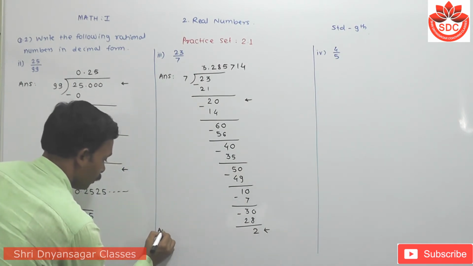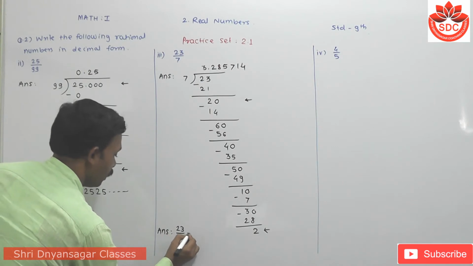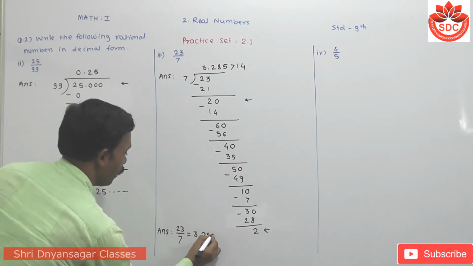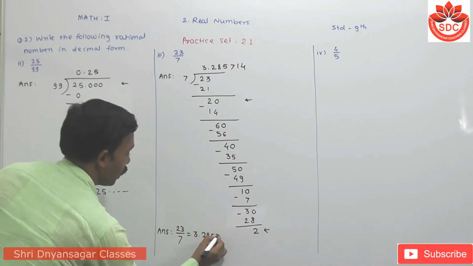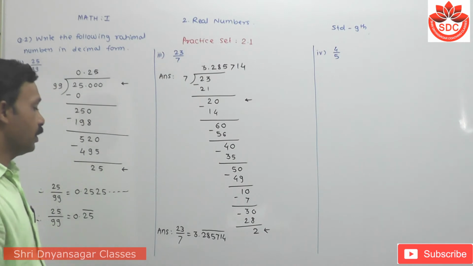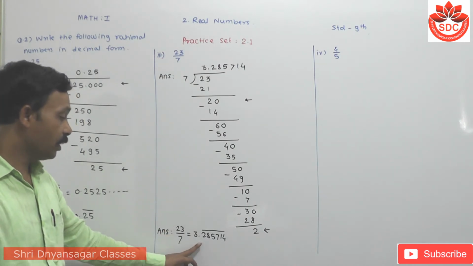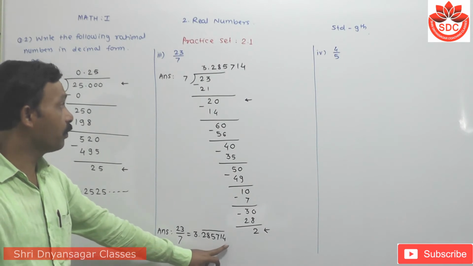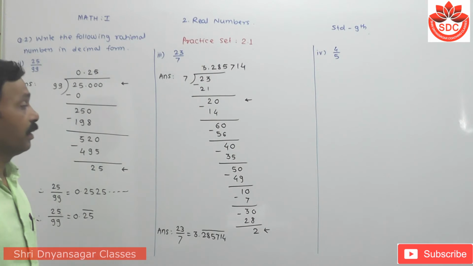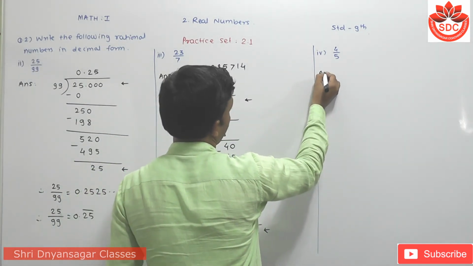Answer: 23 upon 7 is equal to 3.285714 recurring. This is the decimal form of 23 by 7. Can you understand this? 285714 bar means these numbers come again and again. Then we take this one as the answer of this.